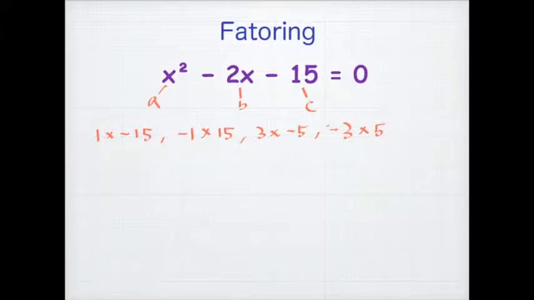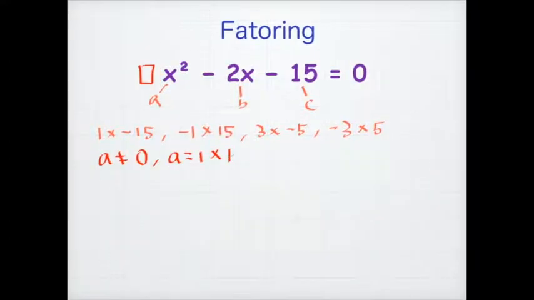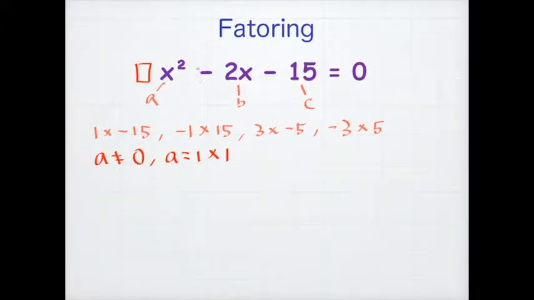After we finish factoring our c value, let's go back and look at our a value. From here, we know that there's no number in front of our x squared, but it doesn't mean our a value is equal to 0. Our a value is 1, so it can only be factored by 1 times 1. So we figure out our a value and our c value, and we can go back to look at our b value. From here, our b value is negative 2, and our c value is negative 15.